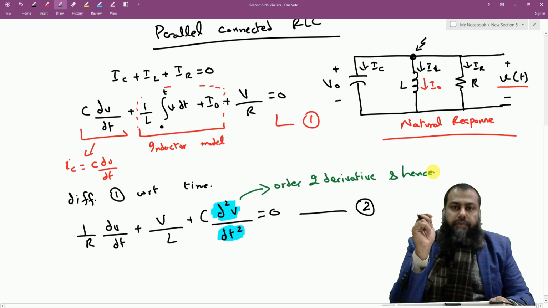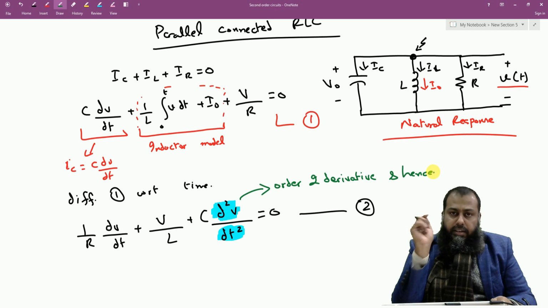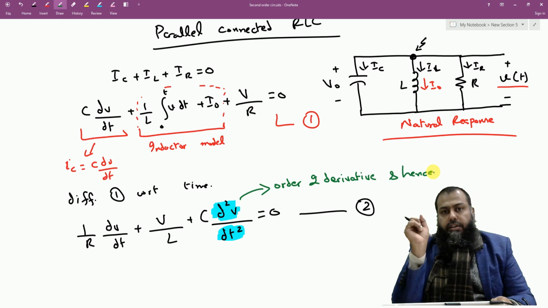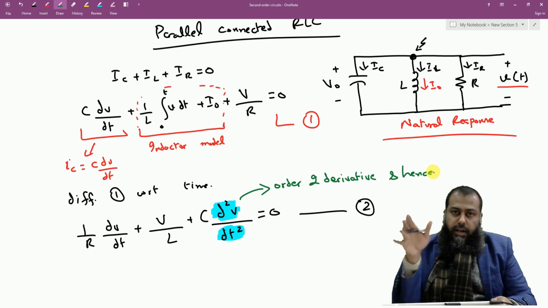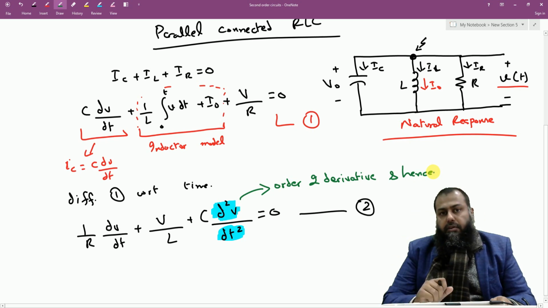One very litmus paper test of going through the mathematical treatment of any circuit is, if any circuit contains both kinds of energy storage elements in it, it is surely a second order circuit, and the treatment of a first order circuit cannot be applied on that circuit.